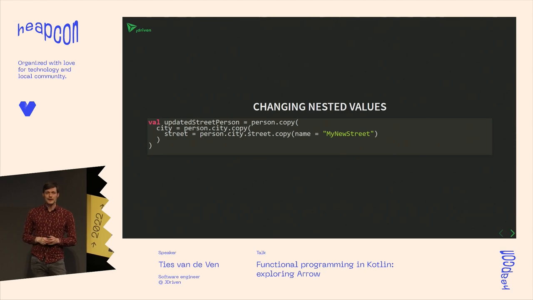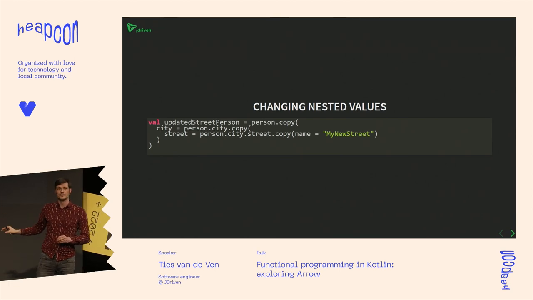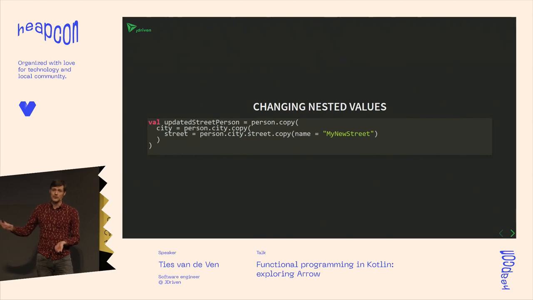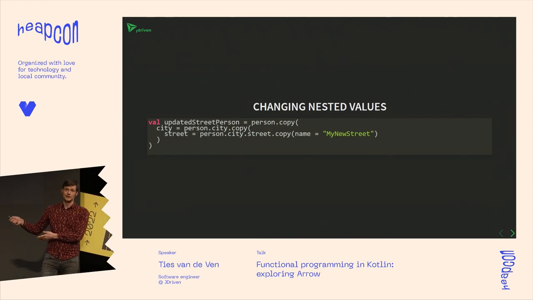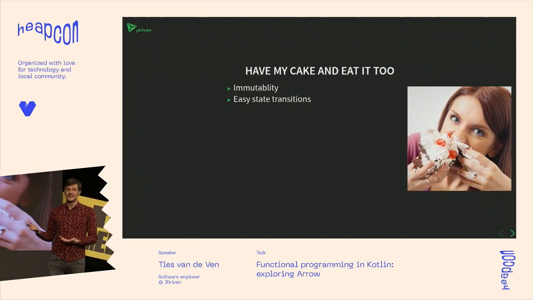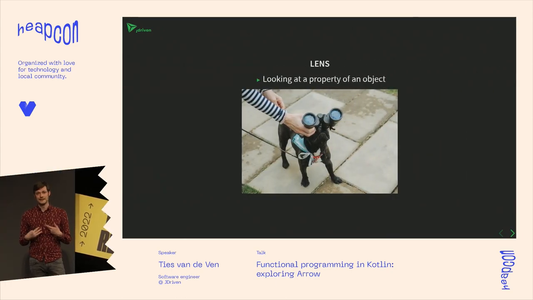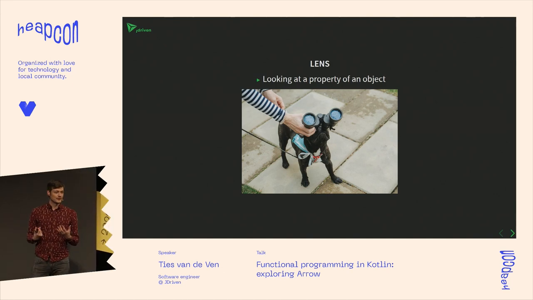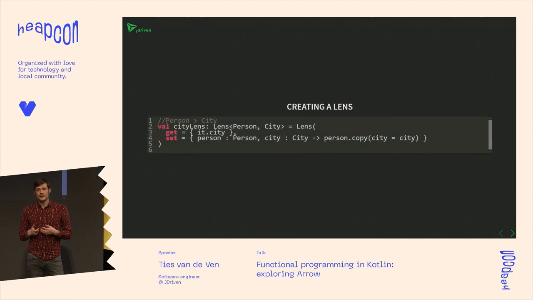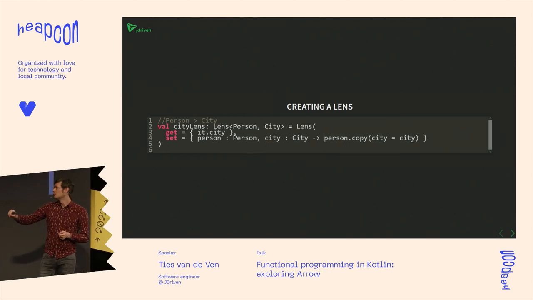So immutability is nice and all, but if you have a domain model with deeply nested immutable data structures, this can get quite bothersome. And that's a shame, because on one hand, I want immutability, and on the other hand, I want to have ease of change. So I kind of want to have my cake and eat it too. Luckily, Arrow has optics. And at the heart of optics is a thing that's called a lens. And a lens is an object that's made to look at a specific property of another object. So we can create, for example, a lens that, given a person, looks at the city property of the person, and basically creates a getter and a setter for it, where the setter, of course, returns an immutable copy.